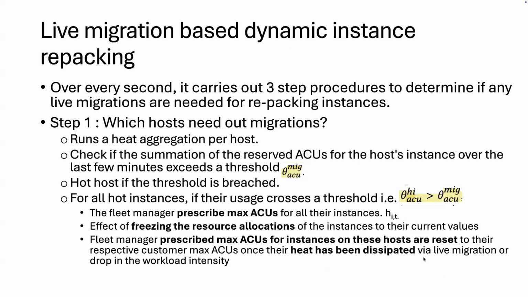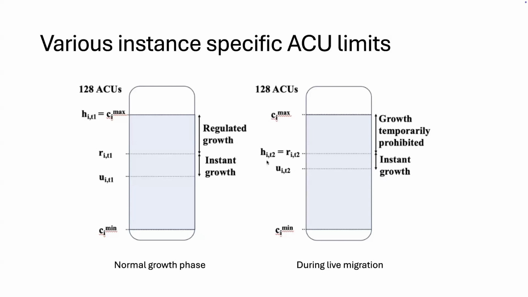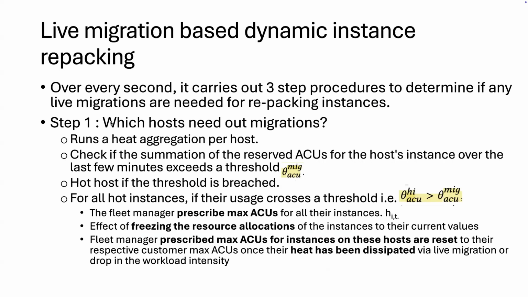As soon as the heat has been dissipated via the live migration or a drop in workload intensity, we remove these limits, and HIT is again set to CI max, the customer max value which is provided. And this third step happens only once we know that usage is above this particular threshold. So that's another thing.